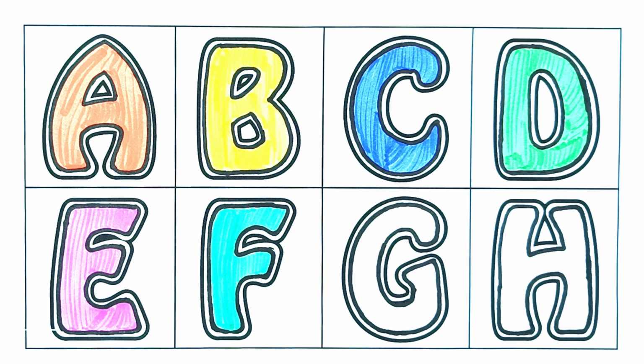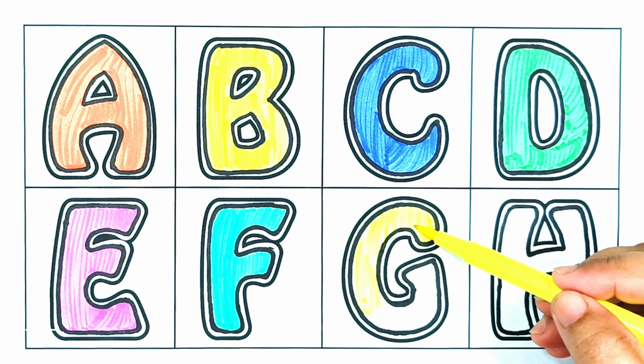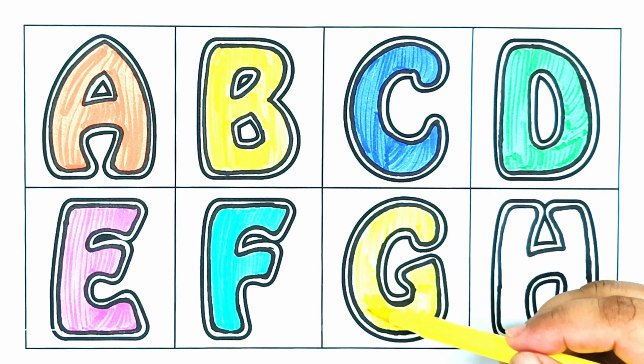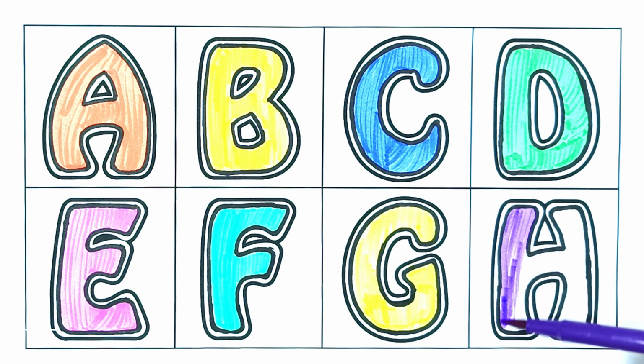F is for fish. Yellow color. G is for glass. G, giggly glass painting art. G is for gorilla. Purple color. H is for hat.